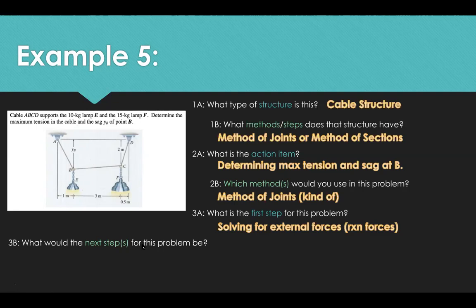All right, so now that that's covered, what are your next steps? So you've already found your external forces. What do you do next? Find the tensions at AB or DC. Exactly. And then what? I mean, couldn't you only do DC because you don't know what YB is, or?